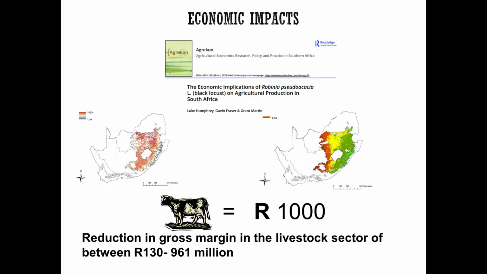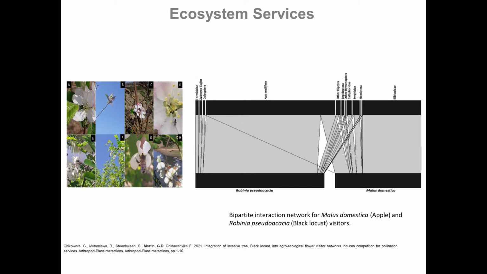We worked with some guys to determine the economics just with regard to the impact on grazing in South Africa. And we came up with a figure, it's quite broad, but it's quite significant. So Robinia in the grassland biomes is costing us between 130 and 961 million rand per annum as impact on just grazing agriculture on livestock.